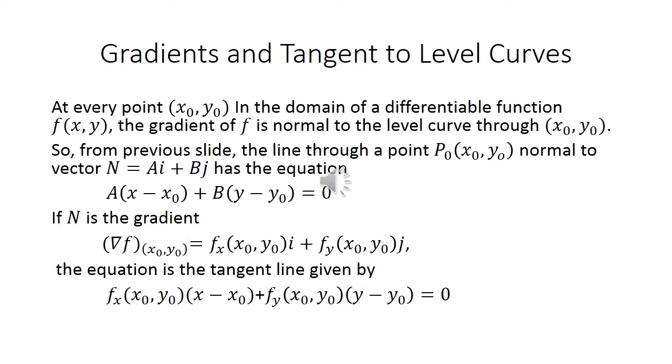If n is the gradient, that's to say, the gradient of f computed at x naught, y naught equals the first derivative of f with respect to x computed at x naught, y naught times i plus the first derivative of f with respect to y computed at x naught, y naught times j, the equation of the tangent line is given by the first derivative of f with respect to x computed at x naught, y naught times (x minus x naught) plus the first derivative of f with respect to y computed at x naught, y naught times (y minus y naught) equals 0.